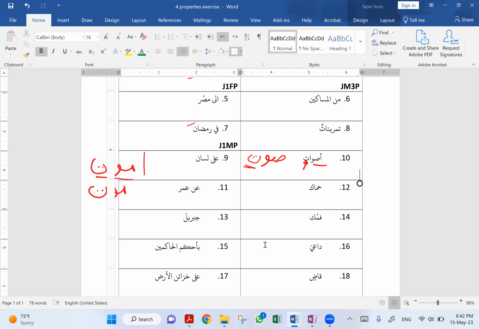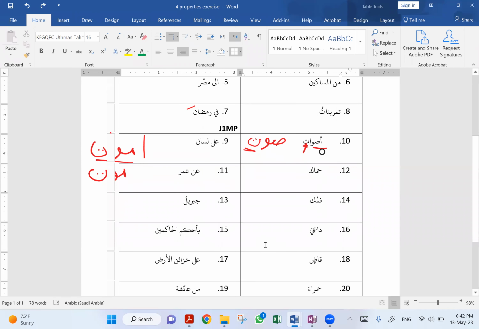So because it fails on the test of it's not a proper name, it's not a description, and it doesn't have any feminine characteristics, even though it looks like it's feminine, but I just explained to you that it's not, then you know that this is not a mamnu' min as-sarf. It's fully flexible.